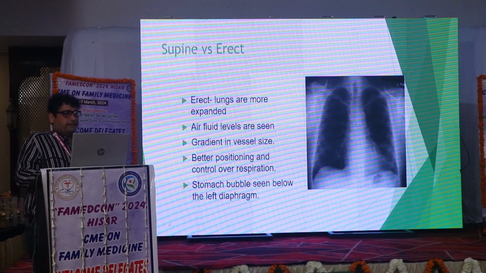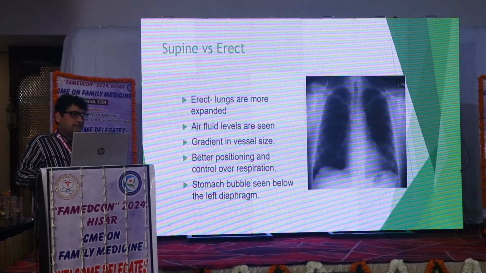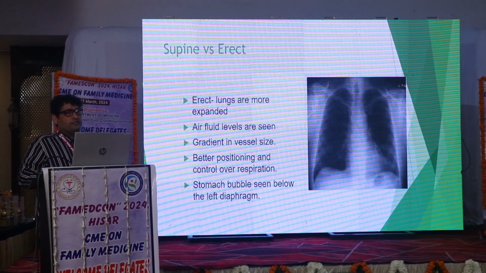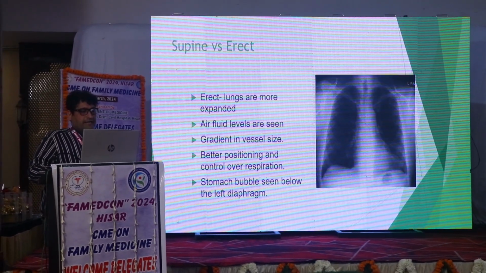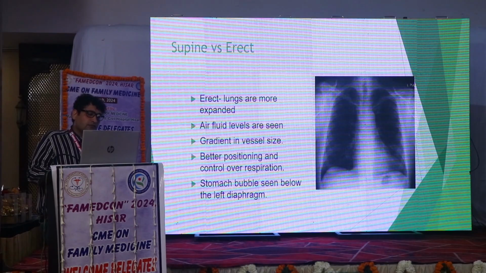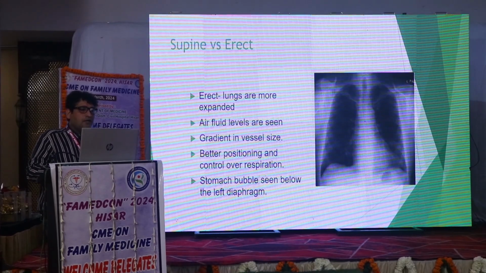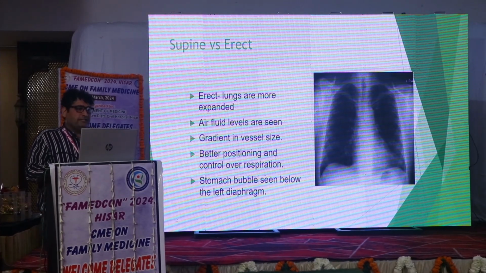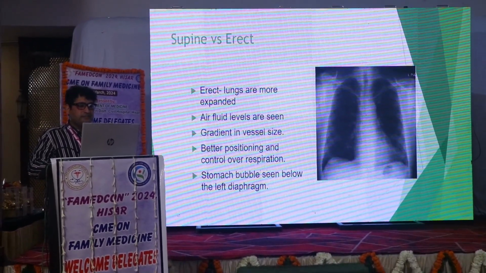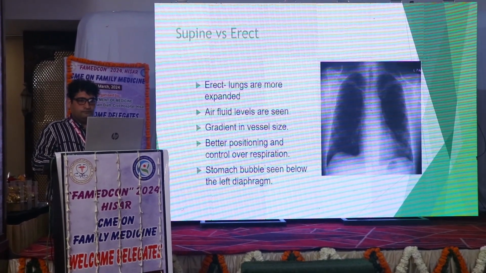So what is the difference between supine X-ray versus erect X-ray? Like, what are the things where we can do supine or erect? Usually erect is always better as the lungs are more expanded, and if there are air fluid levels, they can also be seen due to gravity, and the gradient in the vessel size. Vessel size means the vascular markings on the lung, and these are more prominent in PA view. Another thing is better positioning and control over respiration can be done in PA view, and the stomach bubble can also be seen just below the left diaphragm in PA view.